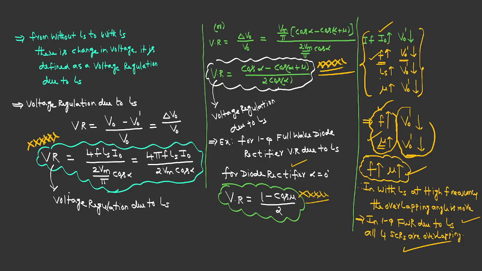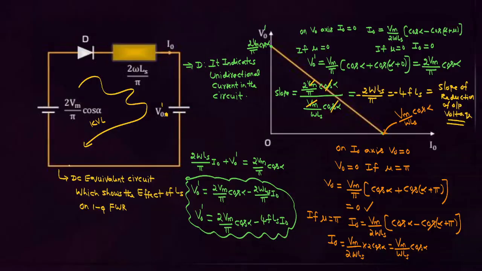Every formula is important. You have to remember the I0 formula, V0 formula, and voltage regulation formulas, friends. Voltage regulation and delta V0 formula also you have to remember. Then this is the equivalent circuit with source inductance. This circuit indicates the effect of source inductance on the full wave rectifier. If you apply KVL in this loop, friends, then we can get this formula. This is the equivalent circuit of the effect of source inductance that you have to concentrate on.